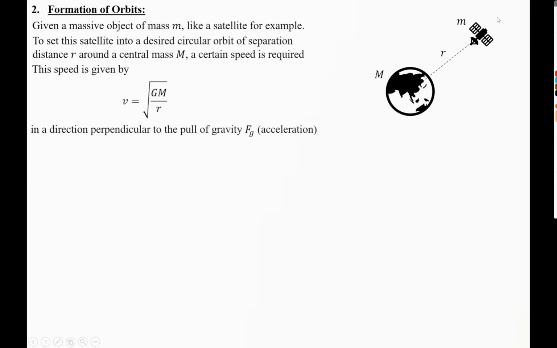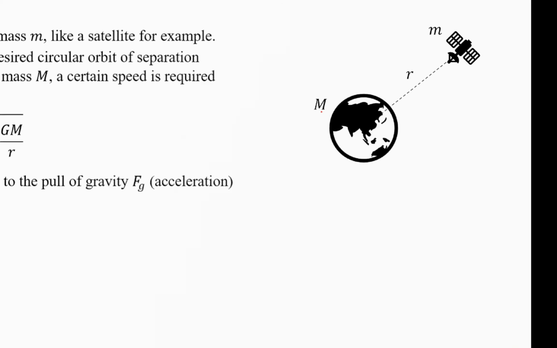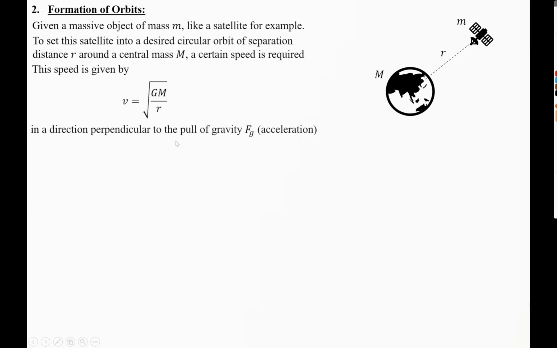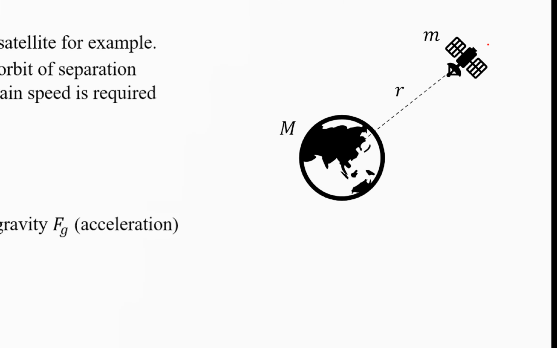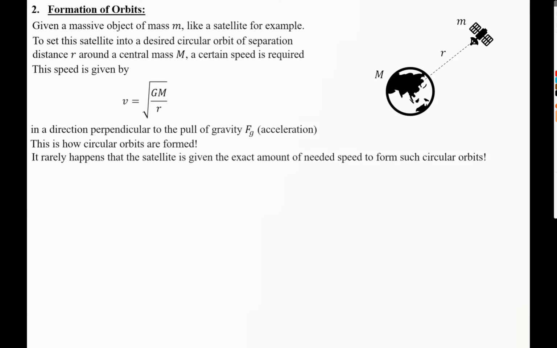And indeed, to set the satellite in a perfect circular orbit around the central mass, it should be given this speed. Along which direction? Now the pull of gravity would be directed toward the center of the planet. Then the velocity should be given exactly in this direction, perpendicular to the pull of gravity, which is the acceleration, in order to form circular motion. This is how circular orbits are formed.